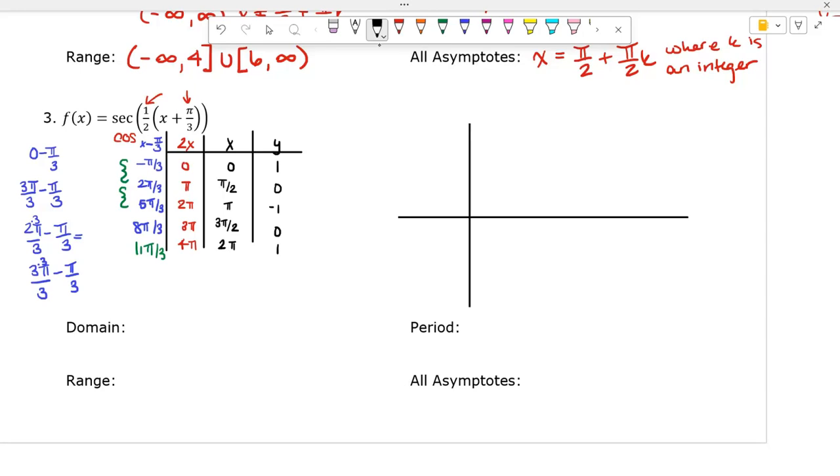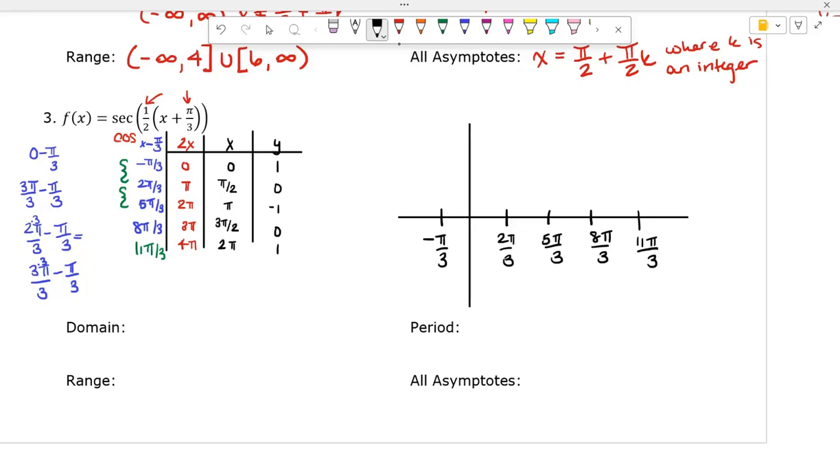So let's try that. What I'm going to do now is label my x-axis. If you notice, I'm starting here at negative pi over 3. And I'm going to go to 2 pi over 3, 5 pi over 3, oh, sorry, I skipped 8 pi. I got ahead of myself. 8 pi over 3 and 11 pi over 3.